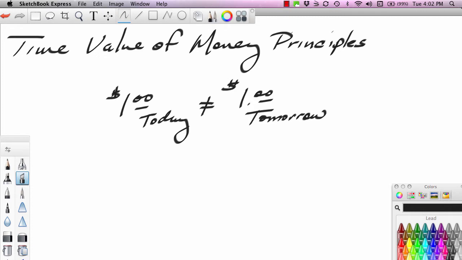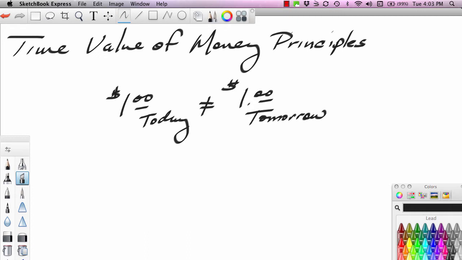One of the most important ideas to know in finance is the idea that a dollar today does not equal a dollar tomorrow. In other words, a dollar in hand today is more valuable to people than a dollar in hand a year from now, 10 years from now, or 1,000 years from now. And it's a very simple idea.